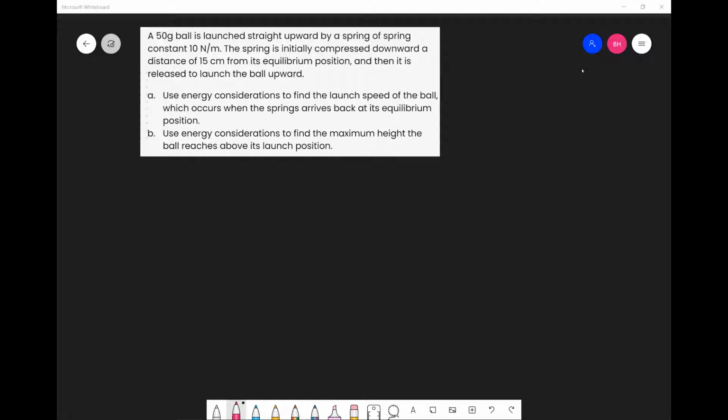So we want to use energy considerations to find the launch speed of the ball, which occurs when the spring arrives back at equilibrium. Then we want to use energy considerations to find the maximum height that the ball reaches.